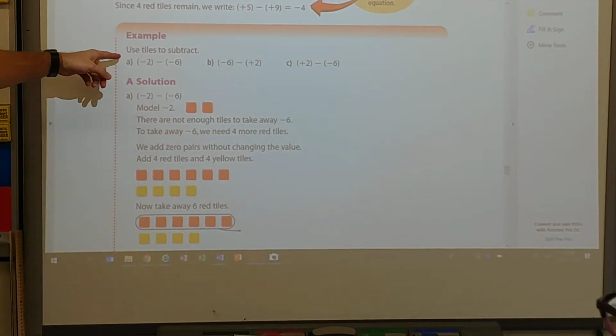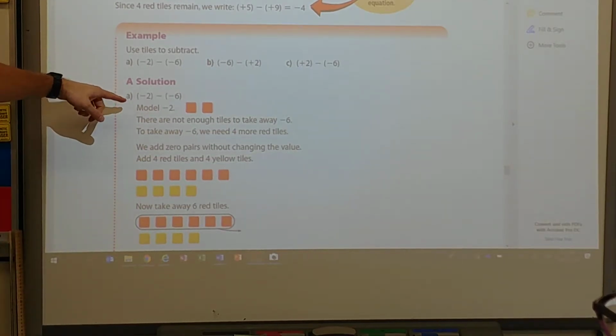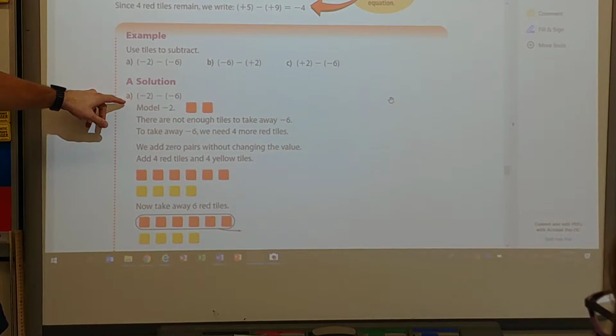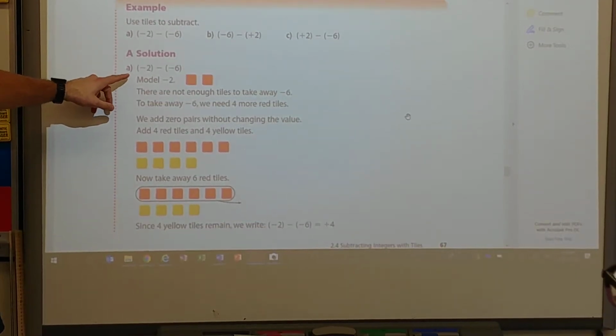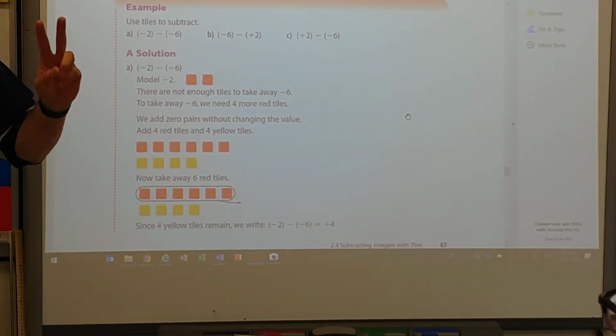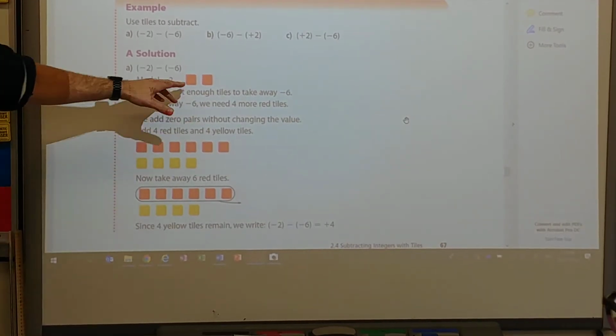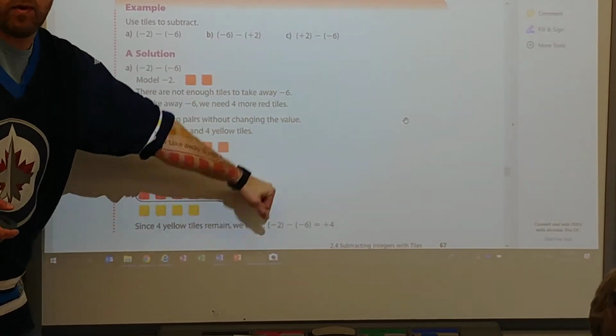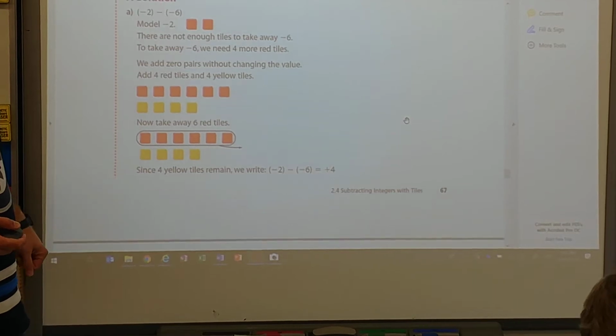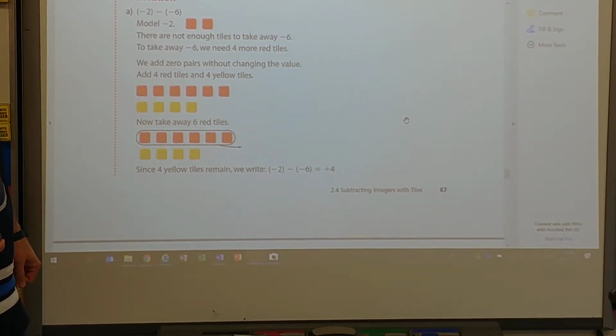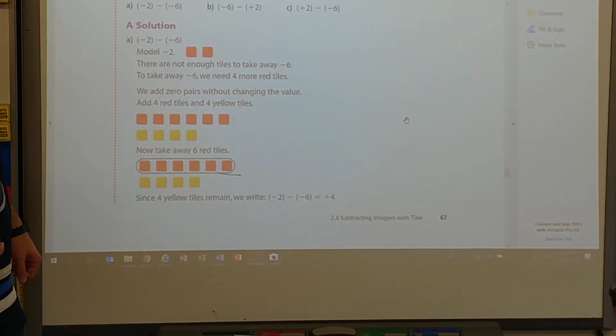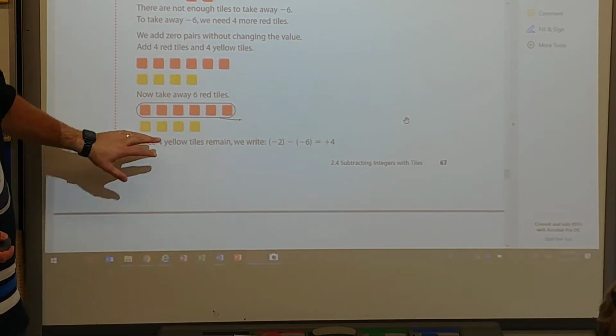So it says use tiles to subtract. So let's look at number 8. It says minus 2 minus 6. Okay, well I'm going to start with 2 reds, right? Minus 2. But I don't have minus 6 to take away from them. So I'm going to add a whole bunch of 0 pairs.